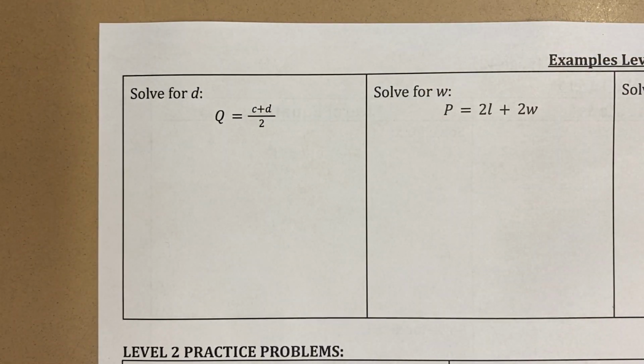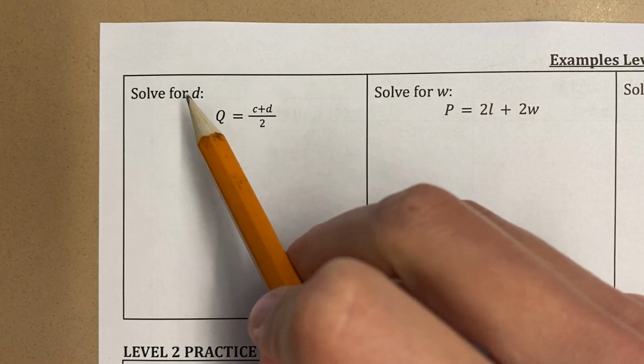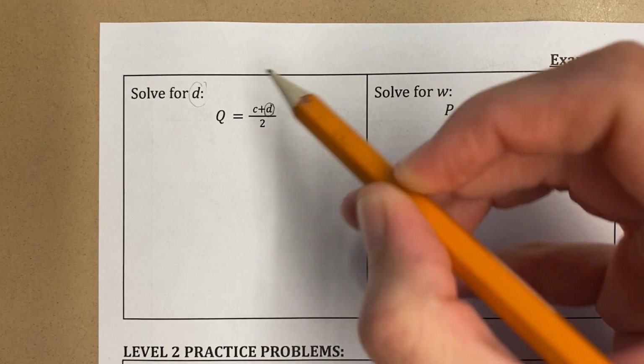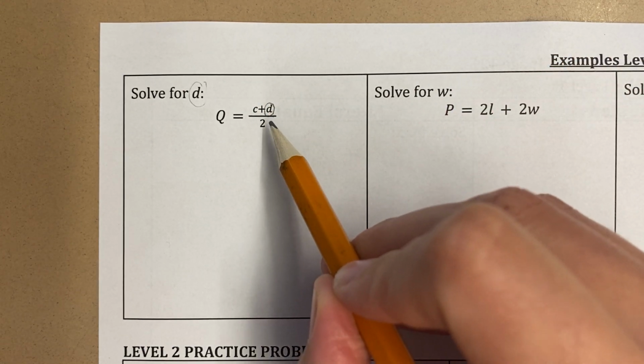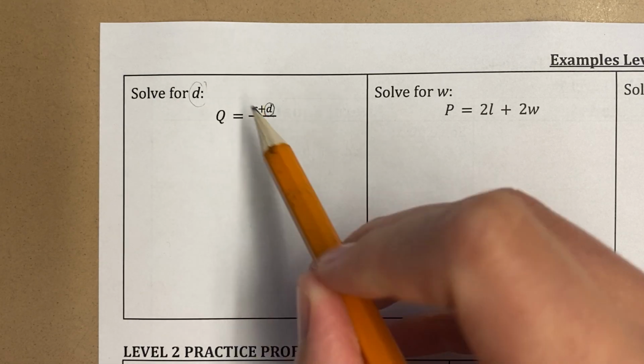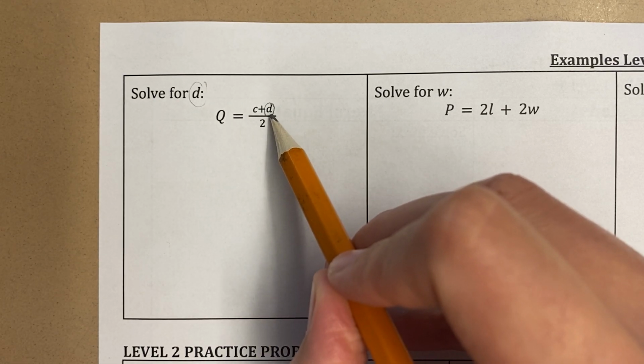Remember that my goal in any equation is to get a particular variable by itself. So here it's going to tell me which variable. So I'm going to solve for d. Okay, here's d. So I need to get d by itself on one side of the equation, and I need to remove everything else from that side of the equation. So I'm going to leave d on the right side.